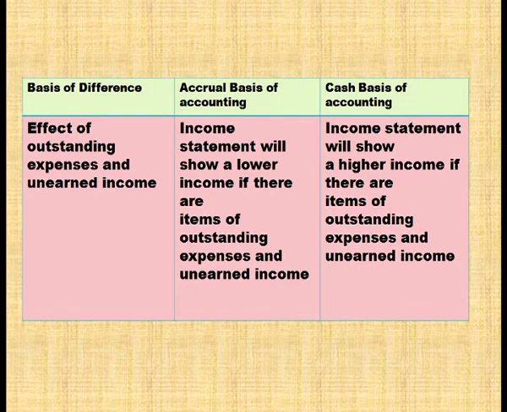Another basis, effect of outstanding expenses and unearned income. In accrual basis of accounting, income statement will show a lower income if there are items of outstanding expenses and unearned income. Income statement, when prepared on the basis of cash basis of accounting, will show a higher income if there are items of outstanding expense and unearned income.